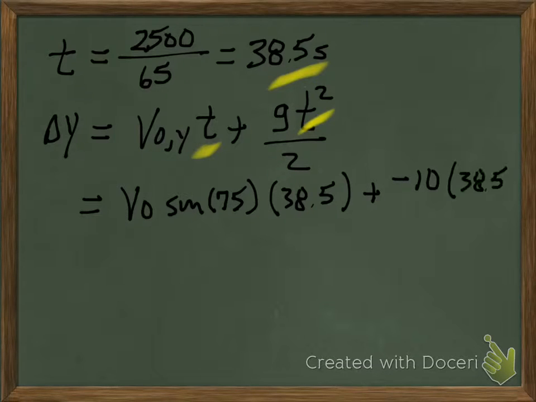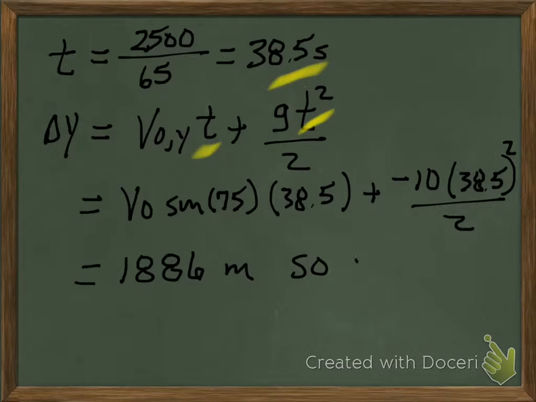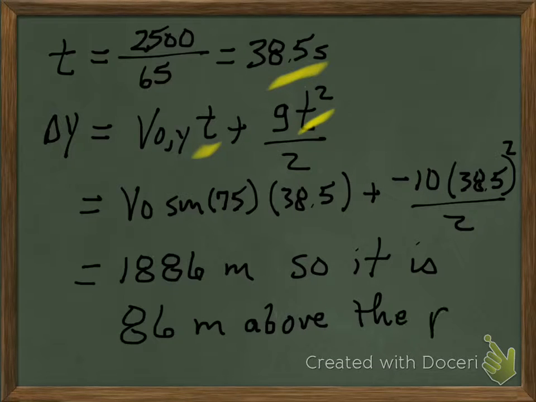and when we do that, do all the math magic, that number gives us 1886. It was a good year in our country. I'll leave you to research why. So it's roughly 86 meters above the peak.